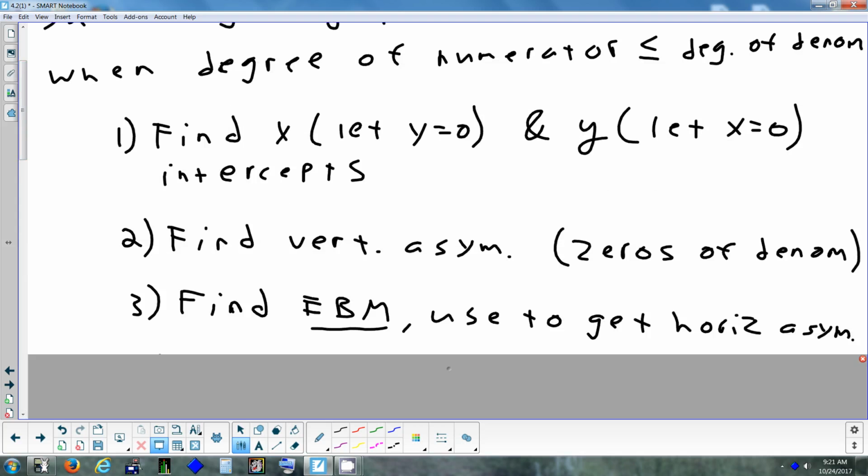Okay. Next, we want to find the horizontal asymptote, if there is one. For the kind of problems I'm giving you today, where the degree of the numerator is less than or equal to the degree of the denominator, I'm pretty sure every problem will have a horizontal asymptote. They should.